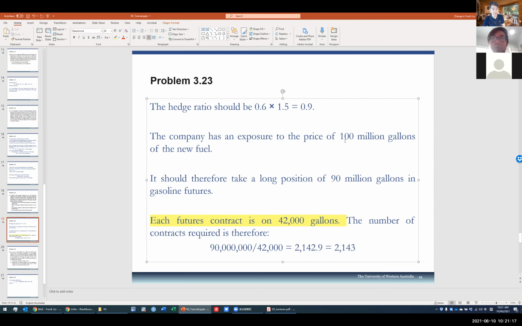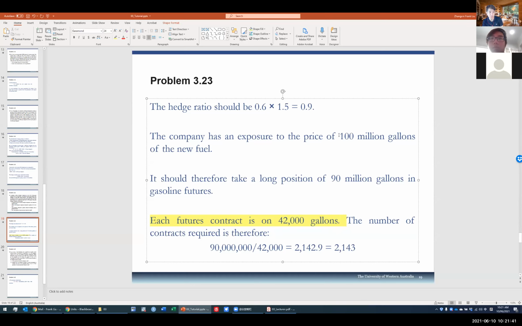Well, what you want to think about is the 100 times the hash ratio first, because you want to work out in what proportion you would want to do. Because this futures contract of 42,000 gallons comes in the second step, because usually each futures contract would have a different specification, right? One contract for X amount of units. That comes as a secondary issue.